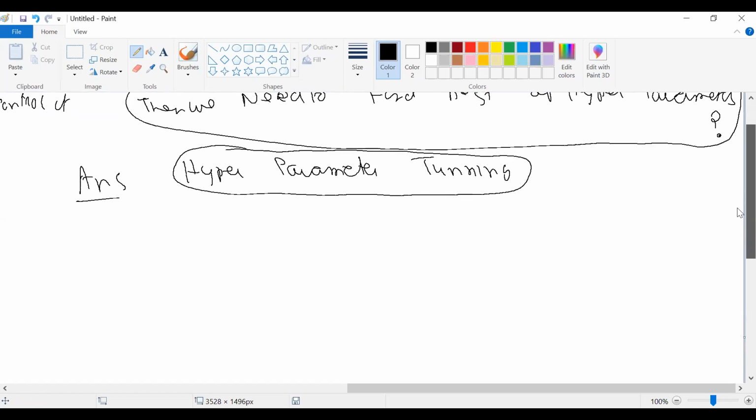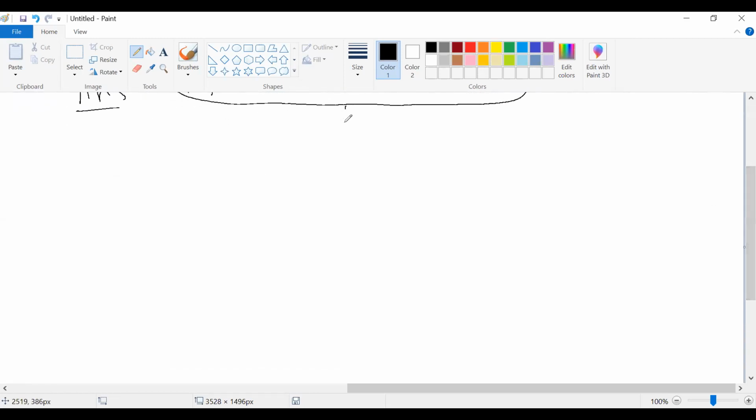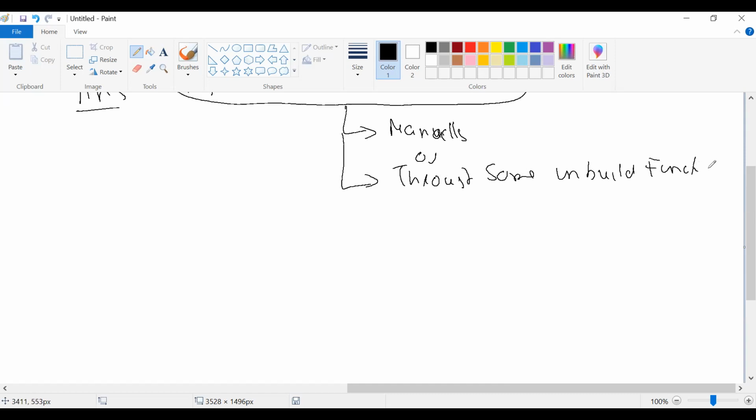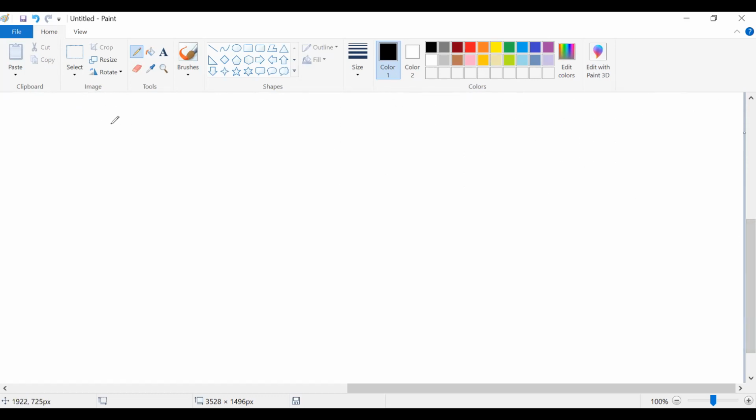Now, hyperparameter tuning, either you can do it manually, or through some inbuilt functions. So why do it manually when there are inbuilt functions? Or if you want to do it manually, that is also your choice, no problem. Now let's take an example.